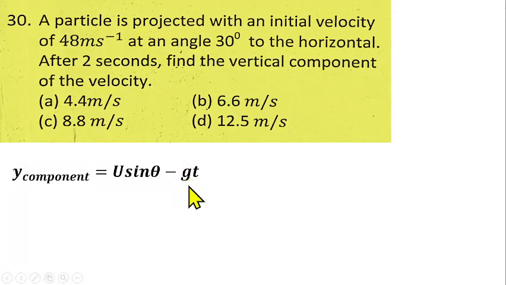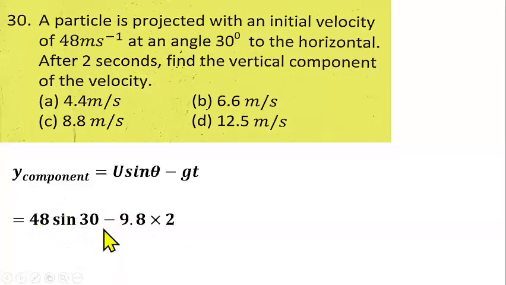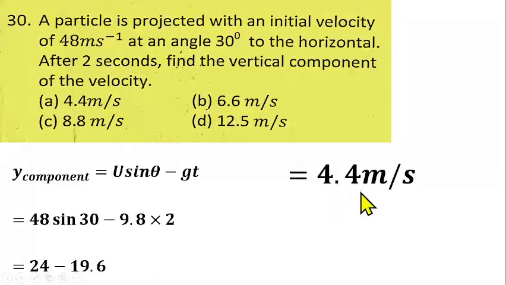So our g is the acceleration due to gravity, although it is not given here, so we use the approximated value, which is 9.8. Then t is after 2 seconds. So if you substitute that here, you have 48 sin 30 minus 9.8 times 2. If you simplify that, it will give us 24 minus 19.6, which gives us 4.4 meters per second as the vertical component of the velocity. So that is option A.